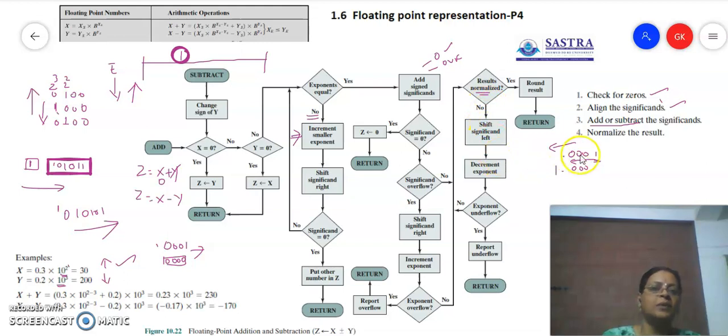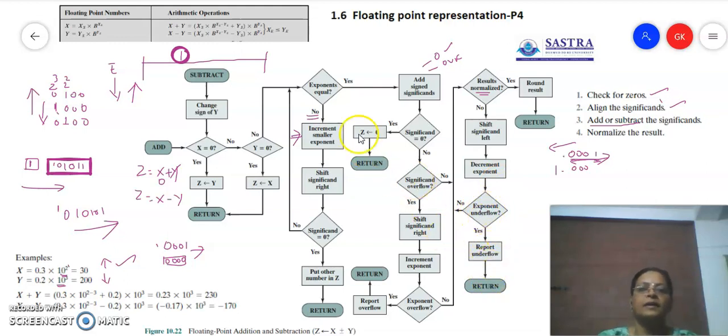What do we actually mean by normalizing? We have to catch a one which is in the right extreme. This one has to be brought to the left side, so I have to shift the significant left. Whenever I shift the significant left, I have to decrement the exponent, and the decrementing may end up in underflow. So I will be checking for underflow, then report underflow, then return.